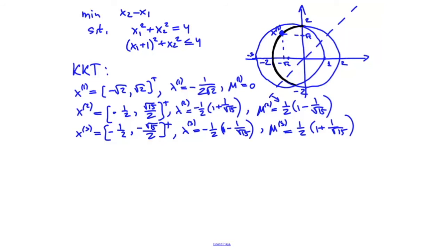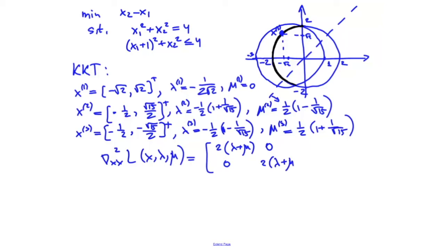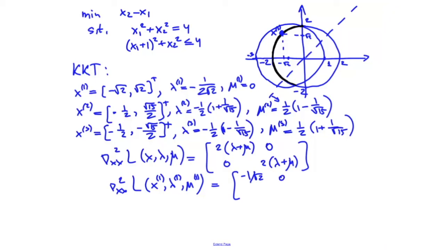Okay, so we got these 3 points, and then the Hessian of the Lagrangian is given by 2 times lambda plus mu, then 0, 0, and 2 times lambda plus mu. If we look at the first KKT point, we can see that the Hessian of the Lagrangian for x1, lambda 1, and then mu 1 will be given by minus 1 over square root of 2, 0, 0, minus 1 over square root of 2. Okay, so this is a negative definite matrix.